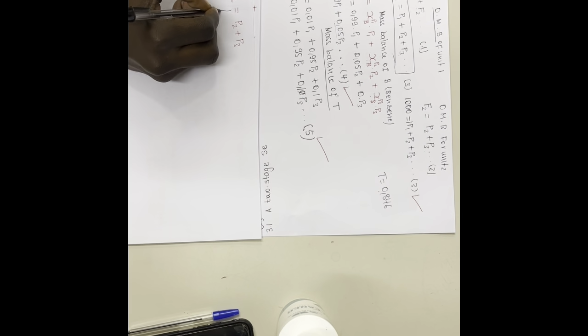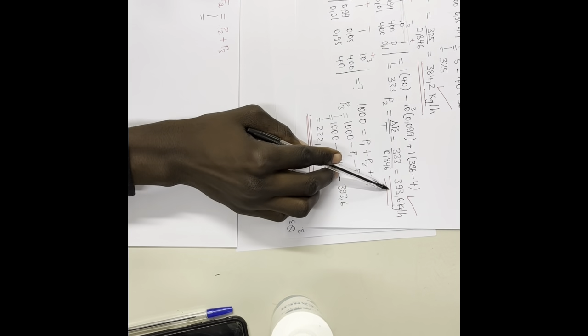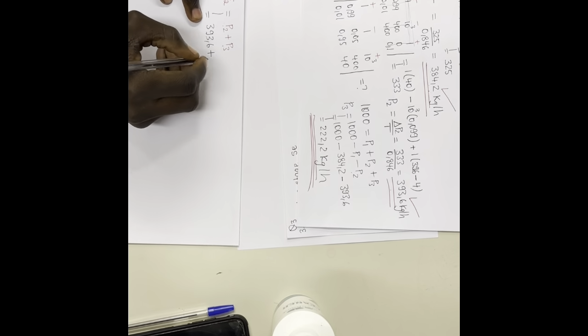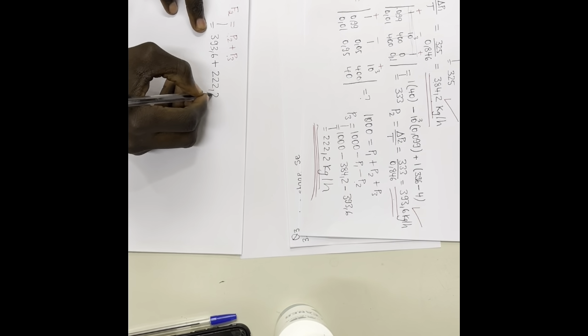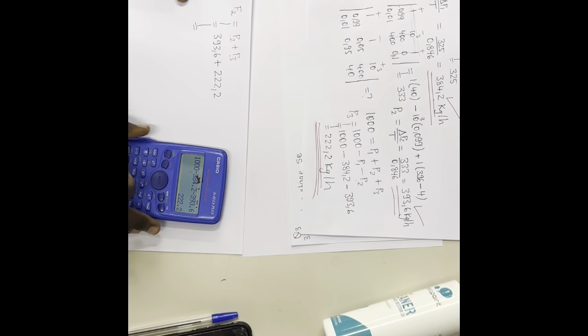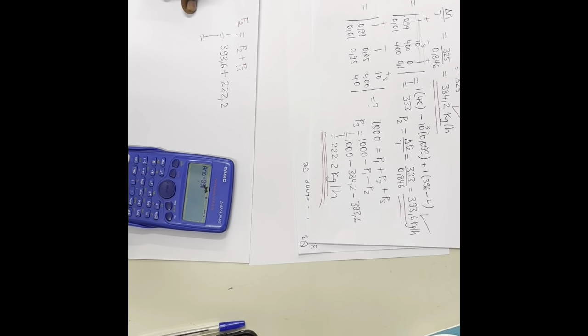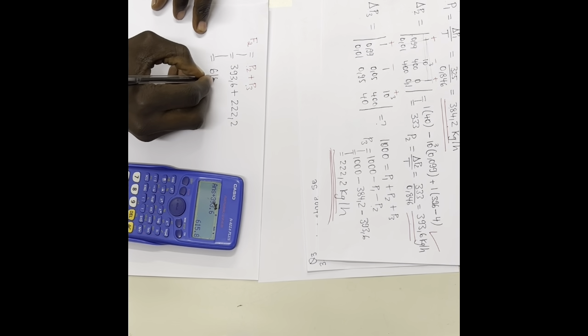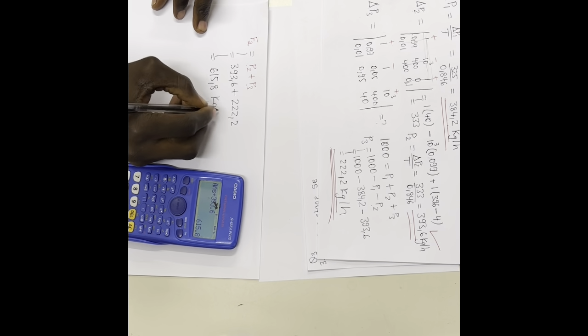So now what will be the answer? P2, do we have P2? Yes. What was P2? The value of P2 is here. It is 393.6 plus what is P3? P3 we found is 222.2. So if you take your calculator, this plus 393.6, you should be able to find 615.8 kilogram per watt per hour.